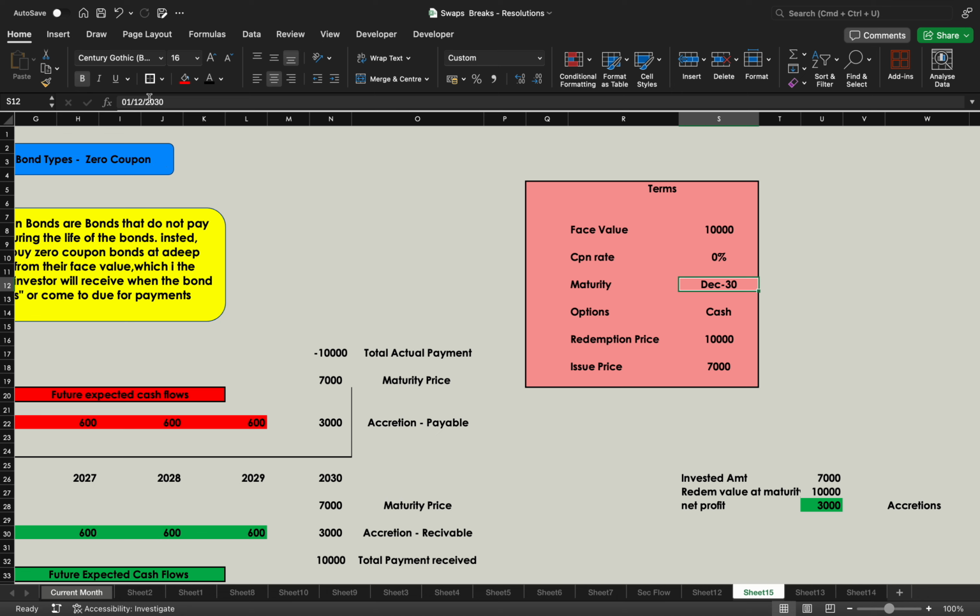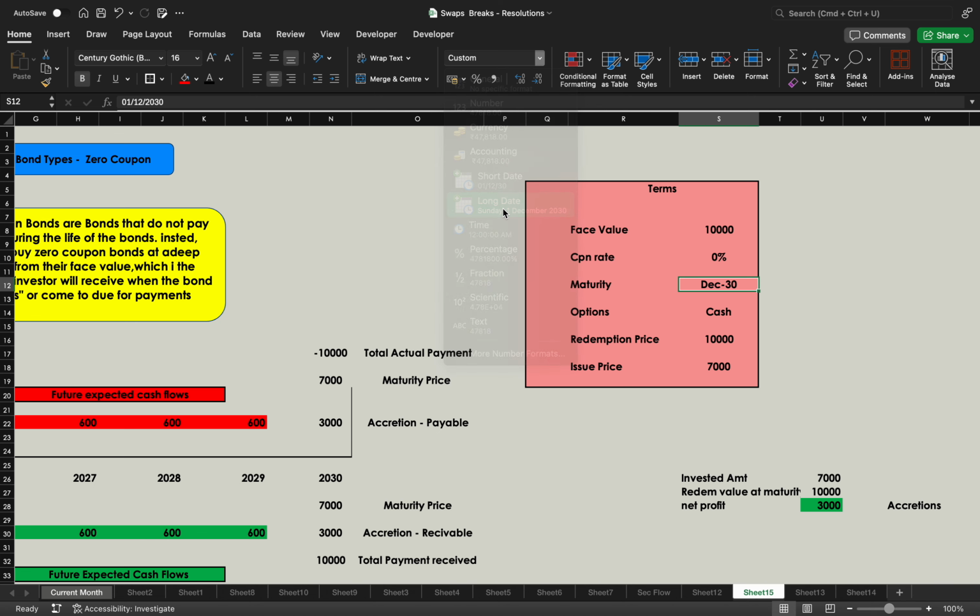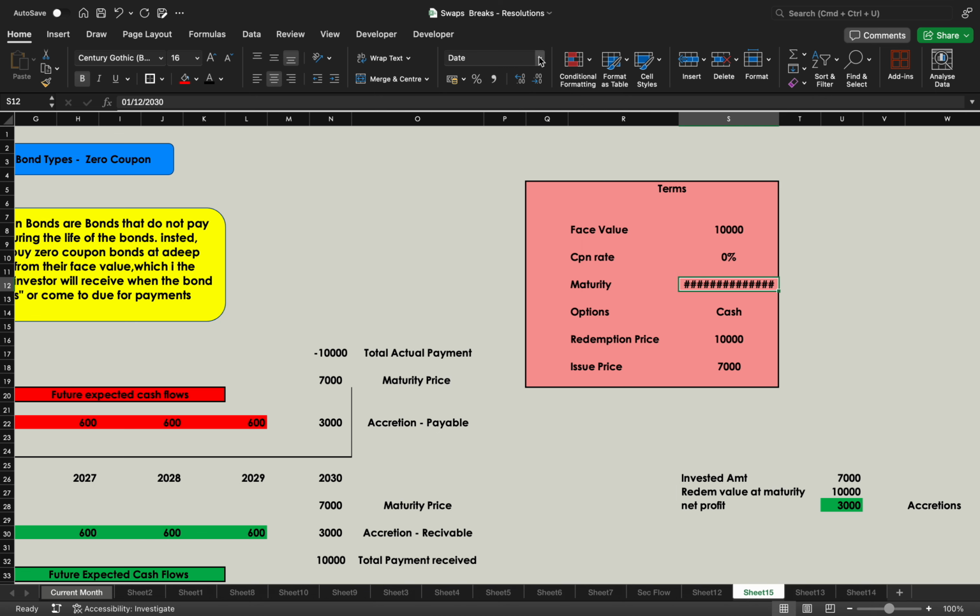So let me put it as a short date, so there won't be any confusion at all. So the bond will mature in 2030. Options, of course, it will redeem in cash. Redemption price 10,000 and issue price 7,000.